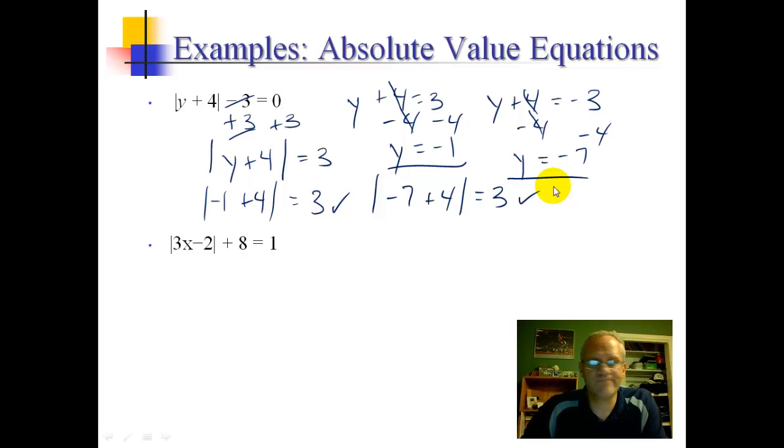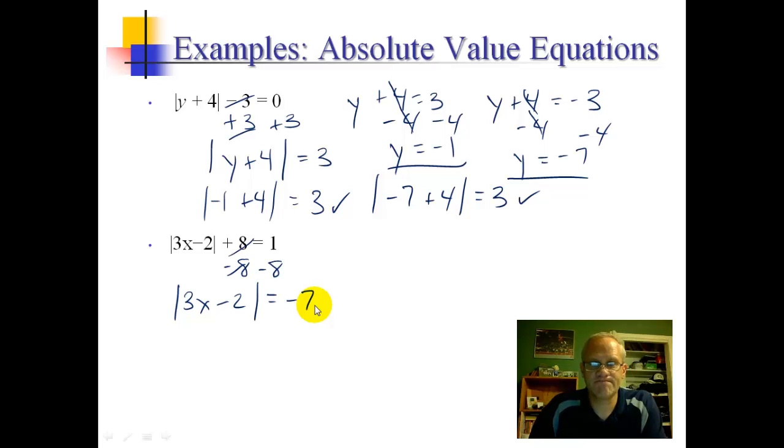All right, so far okay? Next one, we've got a similar situation here. This 8 is being attached. This time it's being added. So what do I need to do? Subtract 8. So now I have the absolute value of 3x minus 2 equals -7.